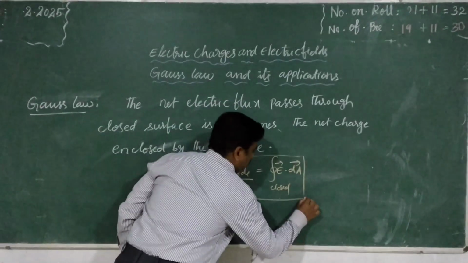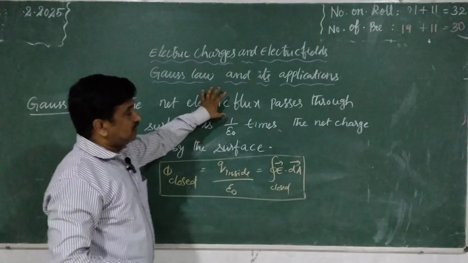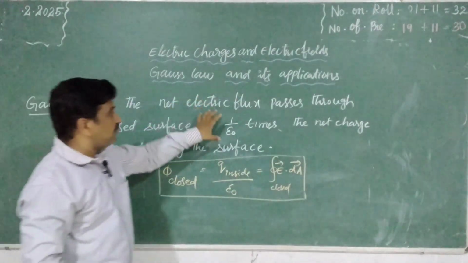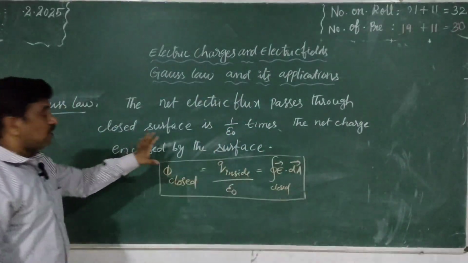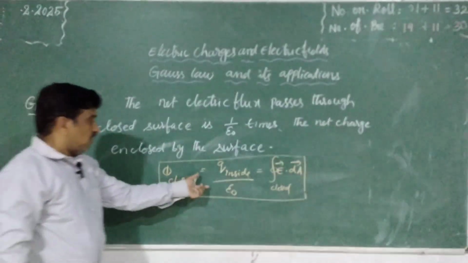This is the statement of Gauss law. The net electric flux, or total electric flux, passes through a closed surface is 1 by epsilon naught times the net charge enclosed by the surface. That we can write as phi closed surface. Phi means flux.